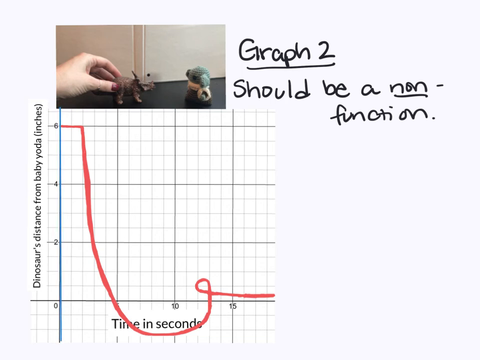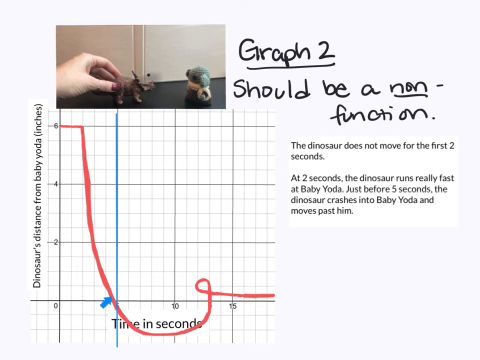Well, over here, where I'm starting out, first this would be the dinosaur just not moving for the first 2 seconds. And then, all of a sudden, wow, between seconds 2 and 5, the dinosaur sprints as fast as he possibly can, and at this point, he quite literally runs into Baby Yoda, because we're saying the distance from Baby Yoda. So around about here, it is crashing into Baby Yoda, and then he moves past, and we're going to call this like -2, on the other side of Baby Yoda over here.